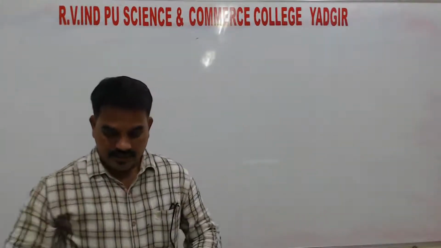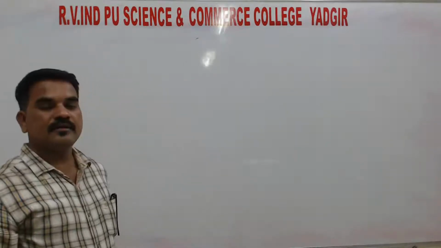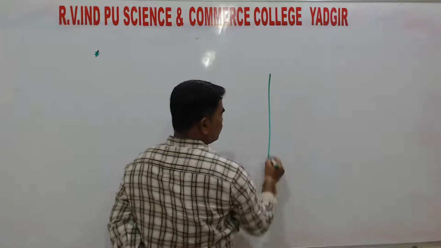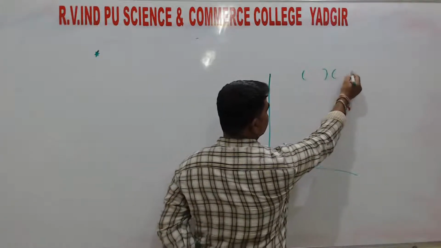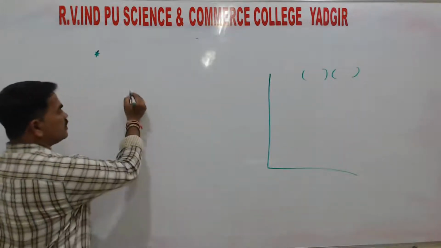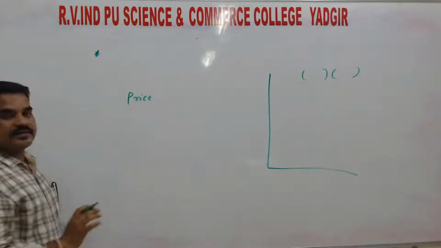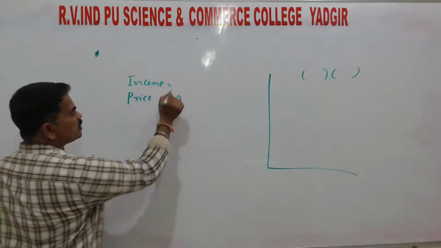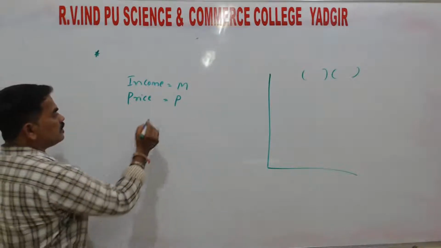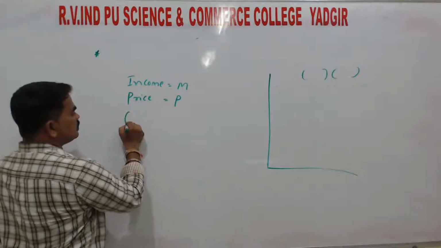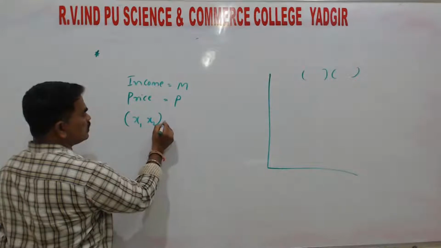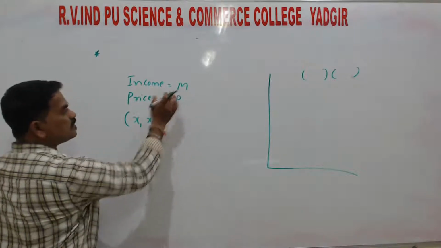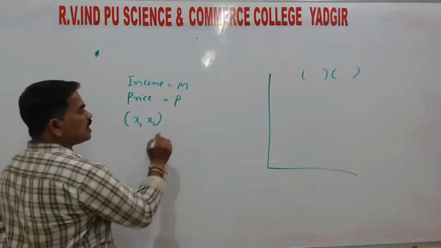Good afternoon, students. In the previous class, we discussed the optimal choice of the consumer. When in the market we have bundles, the price of the commodity is given. It is P, and the income of the consumer is also given. It is M, and we have the goods X1, X2. When we have a set of bundles and we know the price and income of the consumer, what does the consumer have to do?